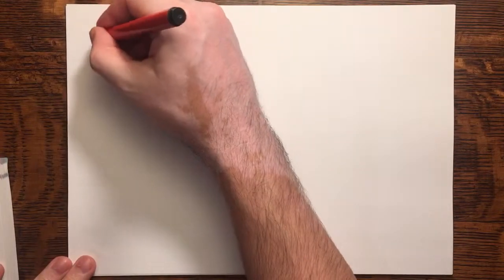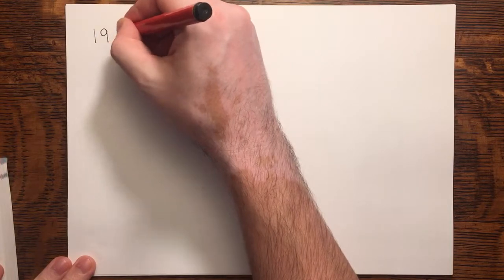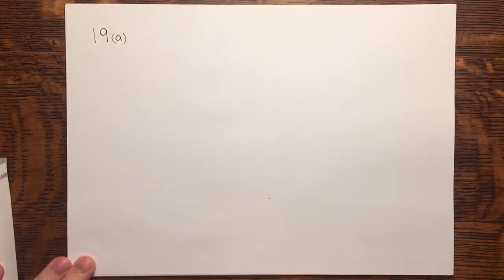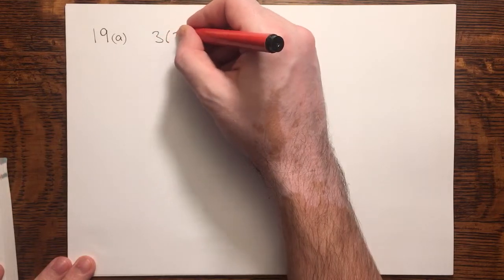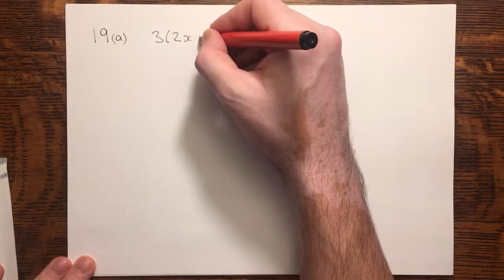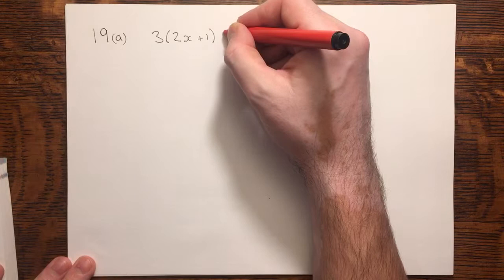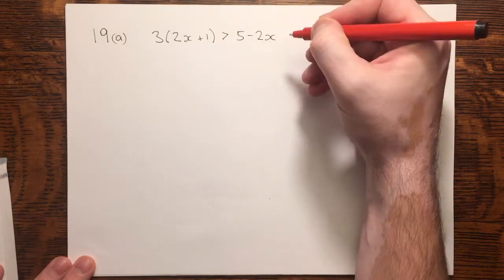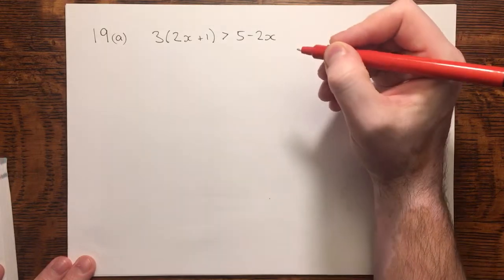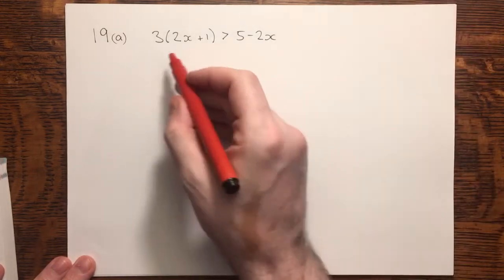In question 19, we begin looking at inequalities. In 19a, we have a linear inequality to solve. We're given 3 brackets 2x plus 1 is greater than 5 minus 2x. We're asked to find the set of values of x for which this is true.